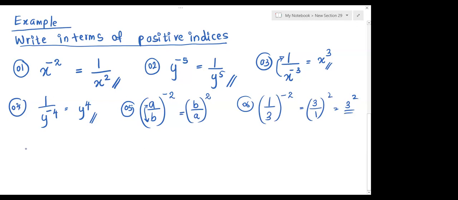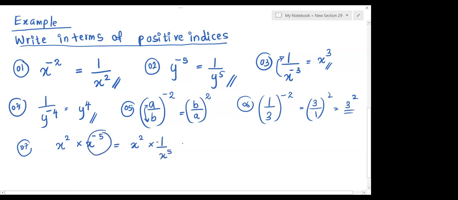7. X to the power of 2 times x to the power of minus 5. Now what happened? Now x to the power of 2. Now we write this 1 upon x to the power of 5. That means we change the negative index into positive index. Then after here it is division, no?